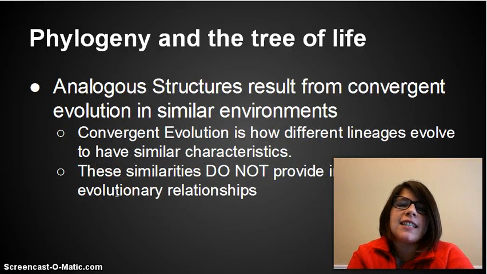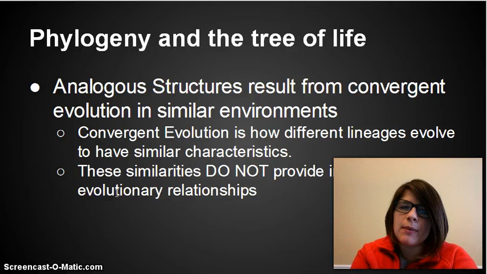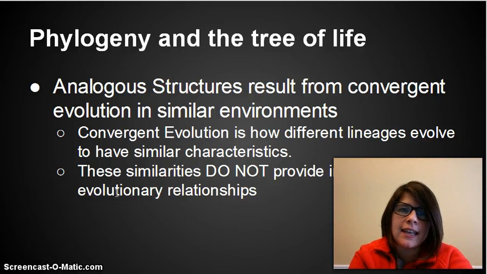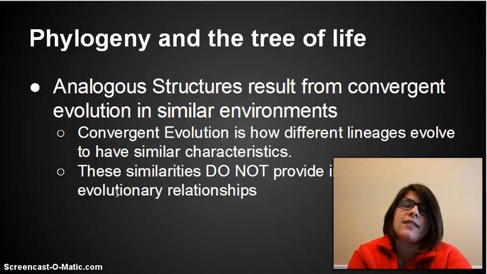Okay, phylogeny and the tree of life. So we talked about analogous structures in class and what those analogous structures are. I'm just going to remind you a little bit about analogous structures. So analogous structures result from convergent evolution in similar environments. Now, remember, an analogous structure is a structure that has the exact same function, but it's come from a different ancestor. And the reason it has the same function is the environments are very similar.